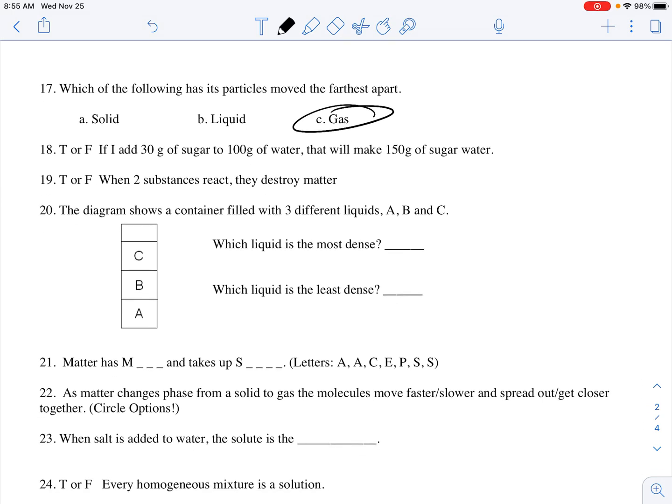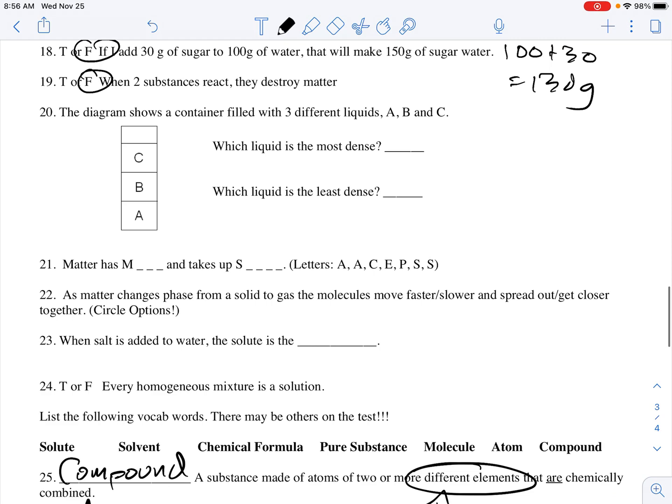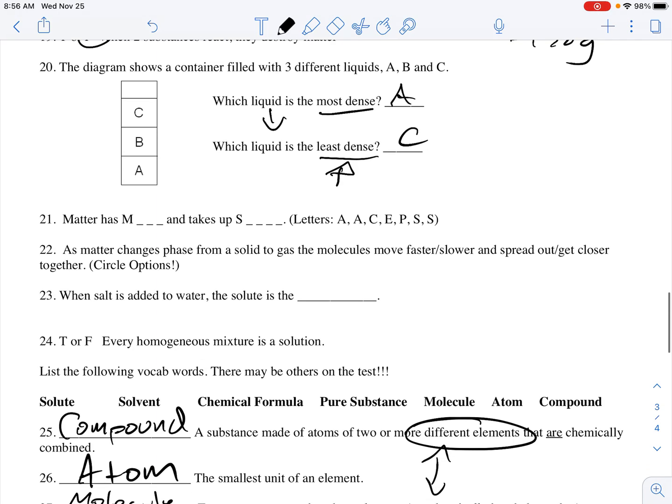True or false, this is a law of conservation of mass problem. If I have 30 grams of sugar and 100 grams of water, they'll make 150. False, 100 plus 30 is equal to 130 grams of a mixture. True or false, when they react, they destroy matter. That would be false, cannot do it. Okay. Diagram shows a container filled with 3 different liquids, A, B, and C. Which is most dense? Most dense means sink. Least dense means float. So most dense would be A, least dense would be C.